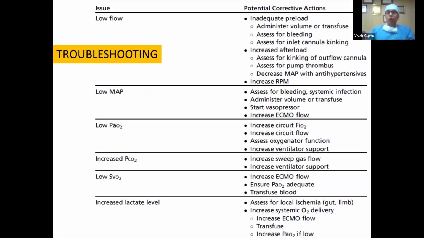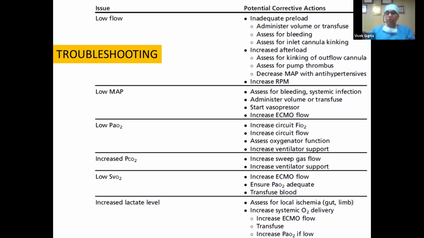Other issues, low flow, which can be related to increased afterload or low preload, low mean arterial pressure. You have to assess whether there's bleeding or a surge which is leading to a decrease in the volume status. If the PO2 is low, we have to increase the FiO2. Make sure that your oxygenator is working well, or you may need to increase the ventilatory setting.